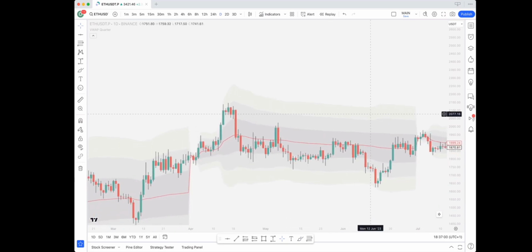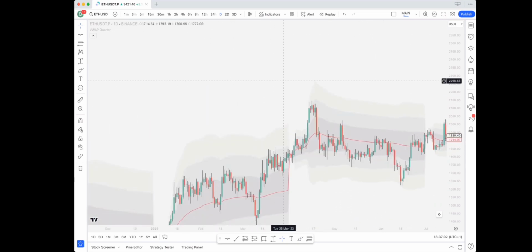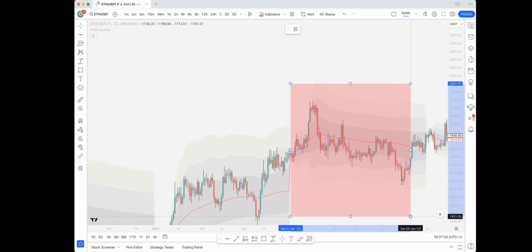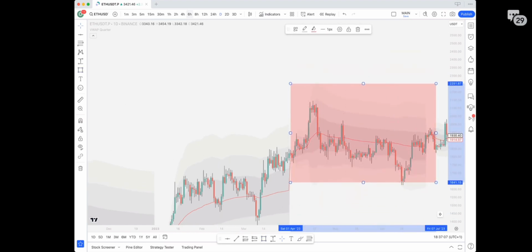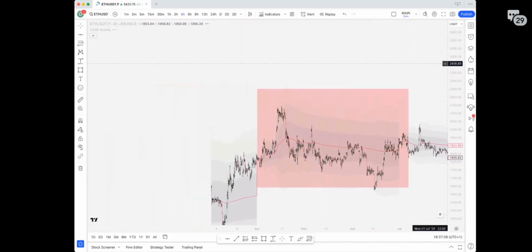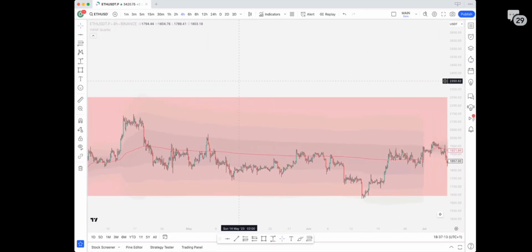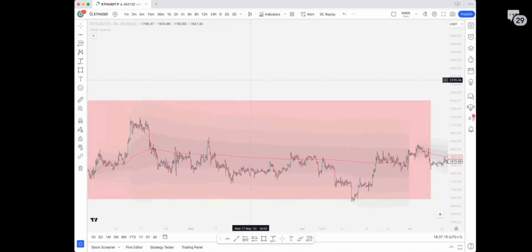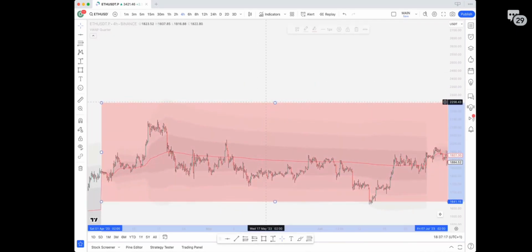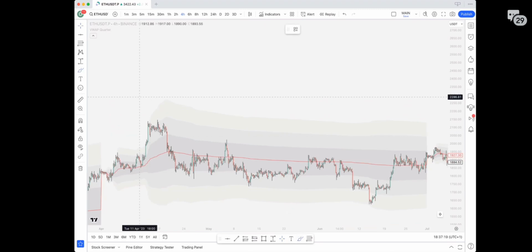So here we're in a pretty clear range. Let's mark this out in red so I can identify this on a lower time frame. Here we go, a pretty clear range on Bitcoin. Like I said, buy and sell the deviation bands, take profit in VWAP. So going into the third deviation band here, you would short here, take profit in VWAP.